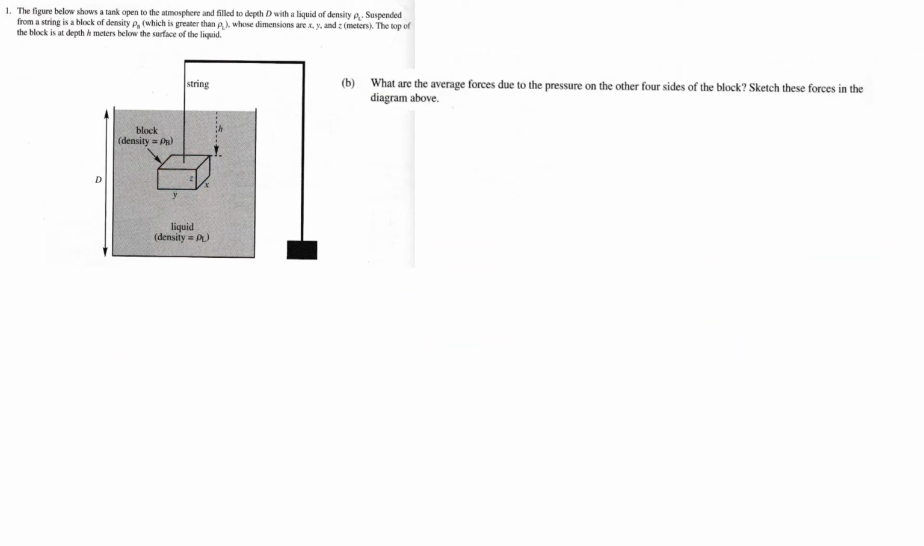What are the average forces due to the pressure on the other four sides of the block? All right, well, since it's a rectangle here, we have two different sides. Let's worry about this one first. We'll call it the front, so we'll call it force front. Now, this is going to equal the pressure times the area. So let's do the area real quick here. It's going to be Y Z times the pressure.